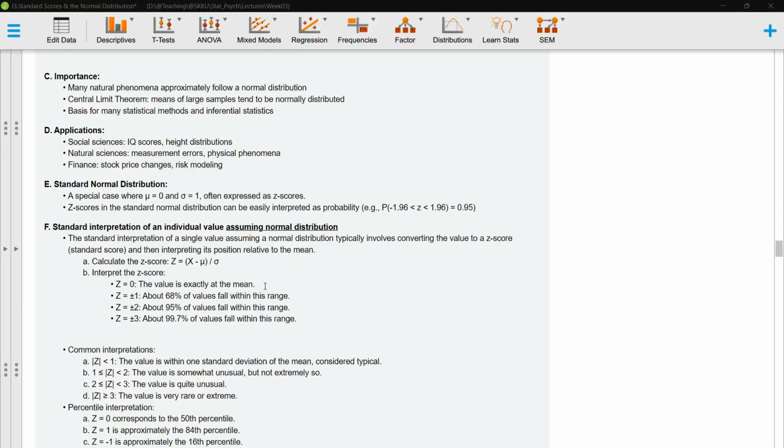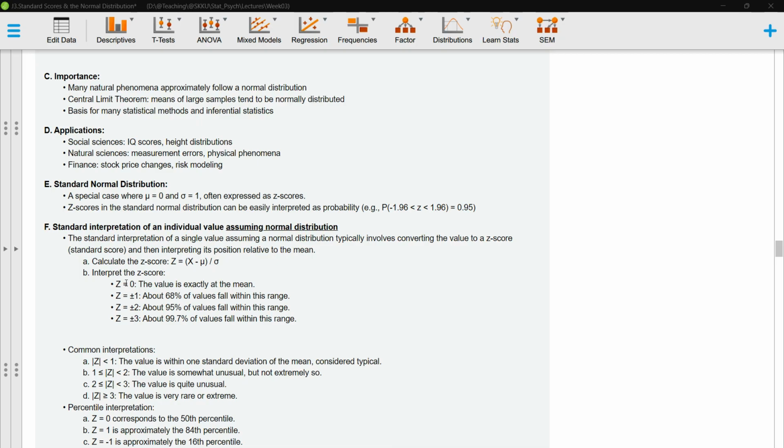On these characteristics of the standard normal distribution, we can interpret an individual value assuming the normal distribution. The standard interpretation of a single value assuming a normal distribution typically involves converting a value to a z-score, the standard score, and then interpreting its position relative to the mean. For example, first we can calculate the z-score using this operation, and then interpret the z-score in terms of the probability, just like what we have done before.